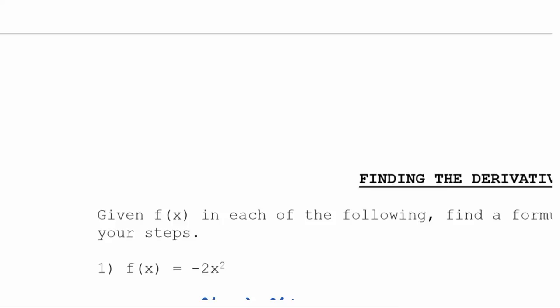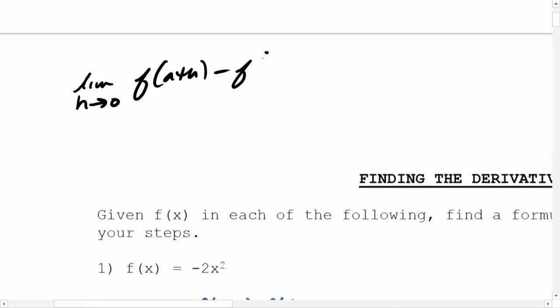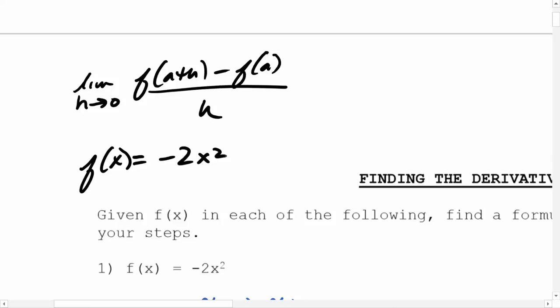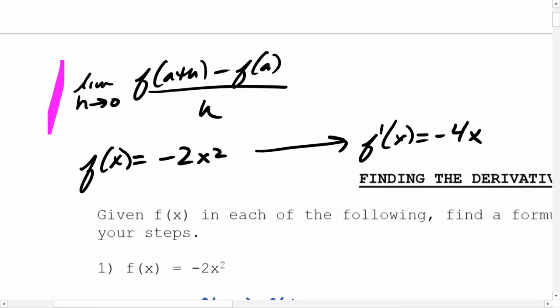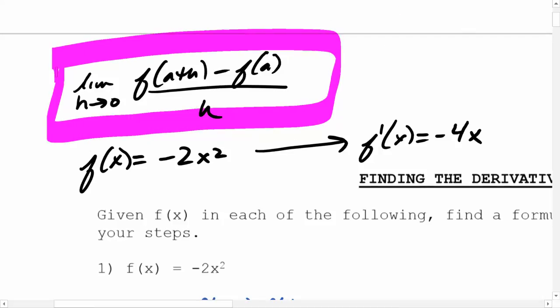But how do you prove that it's negative 4x? What do you have to do to prove it? You have the general case. So what do you actually use? You use the limit as h goes to 0 of f of a plus h minus f of a over h. But what is f of x in this case? Negative 2x squared. Do that for me. Prove that the derivative is negative 4x using the general case. Use the limit definition of the derivative to prove that.